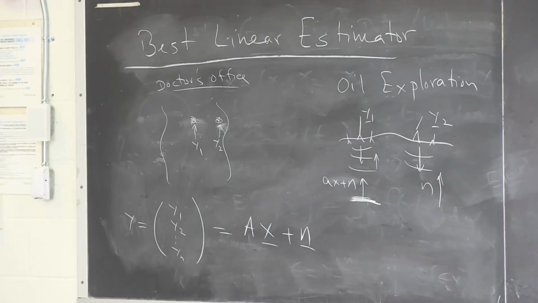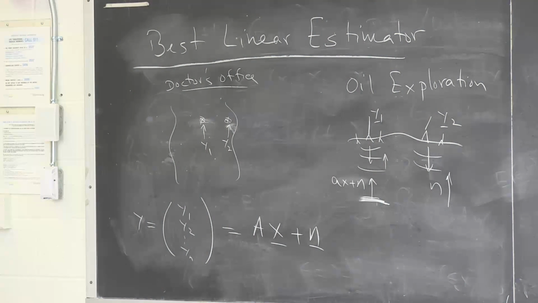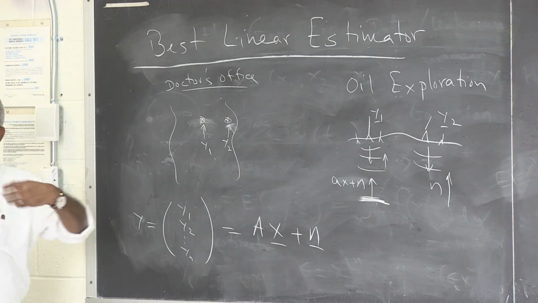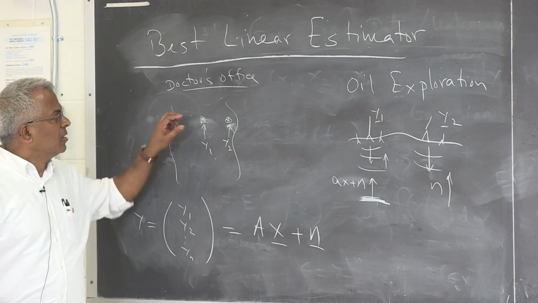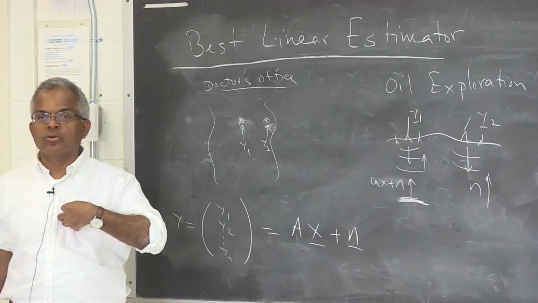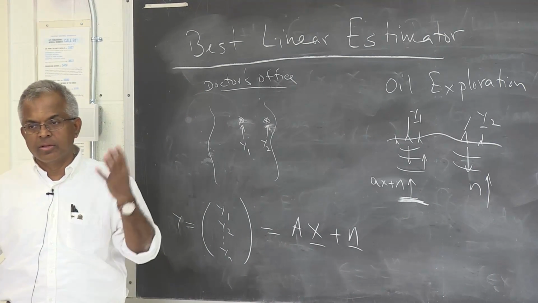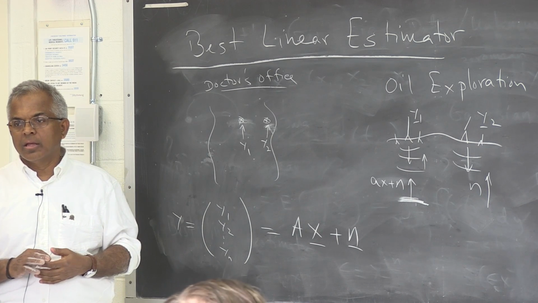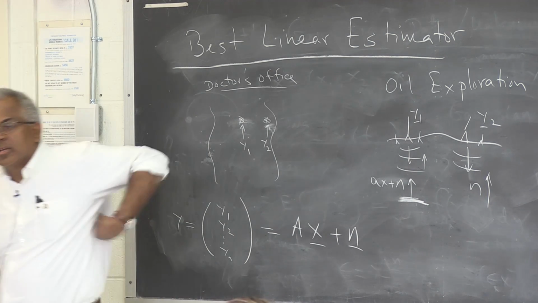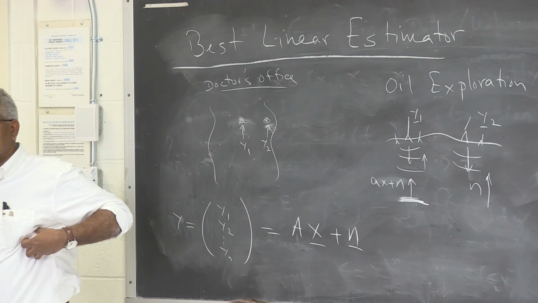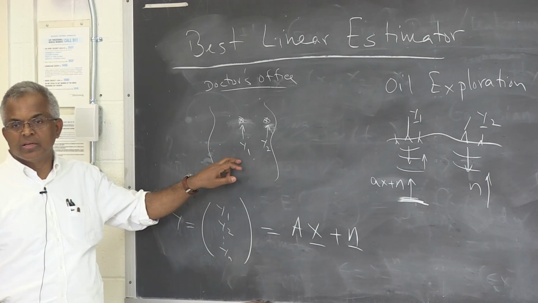So let's look at this best linear estimation a little more. Let me start with a couple of examples. You go to a doctor's office, right? Say the doctor puts the stethoscope here, he listens to it, and then sometimes you have seen he takes the stethoscope and puts it somewhere else, right? So this is one measurement.